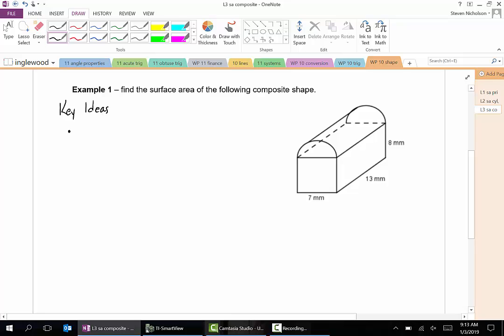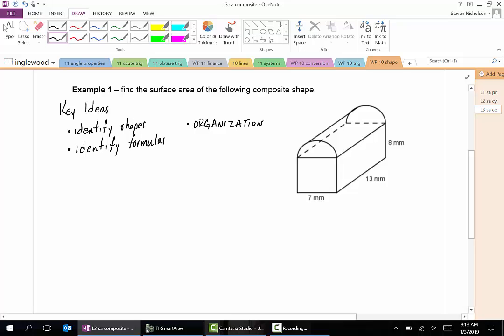Key idea number one is we really want to identify the shapes we're looking at. Key idea number two would be to identify the formulas you're going to use. And remember from the last two tutorials, some formulas are nice and organized for us, and some of them are the old messy grade 8, grade 7, grade 6 formulas. And finally, and probably the most important, is organization.